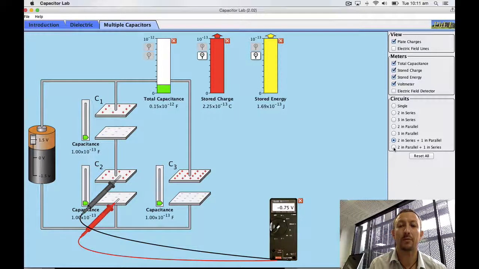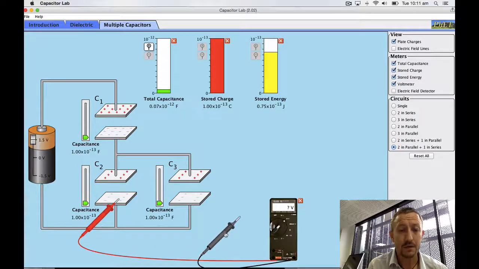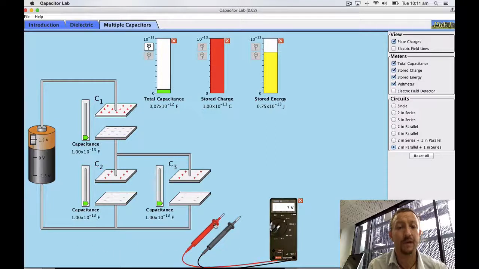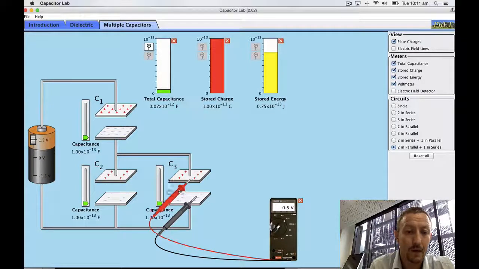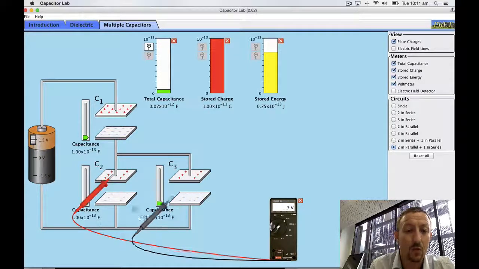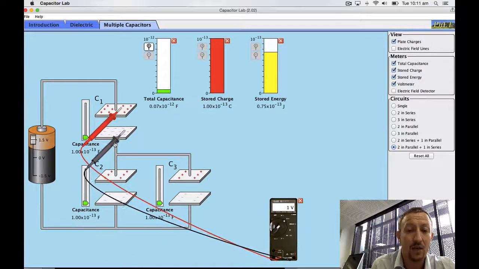So let's change it and put two parallels in and one in series. So here I've got my system where I've got 1.5 coming across. So basically I should have 1.5 in each of the various branches. Now what's happened here is this is split up, so I've got 0.5. This is split up, so I've got 0.5. And this is now sitting at 1. Okay, so I've got 0.5, 0.5 and 1.